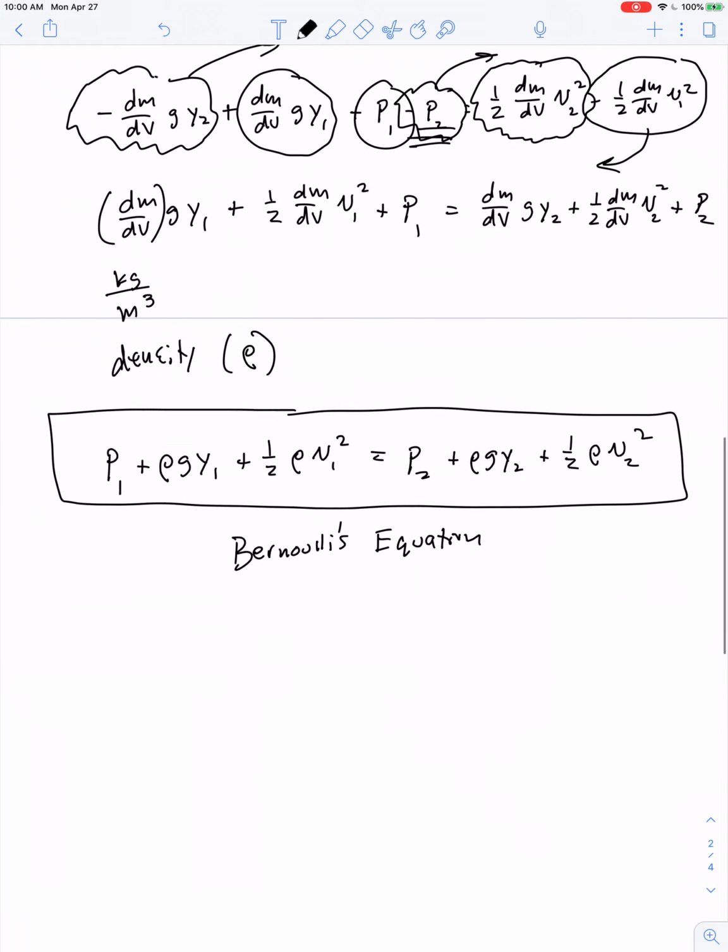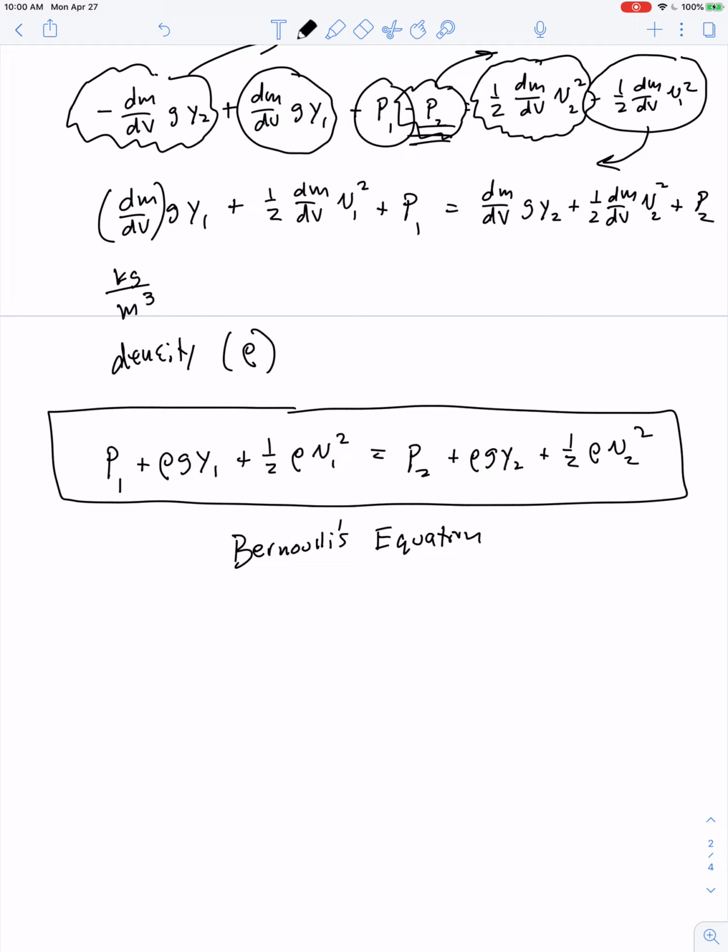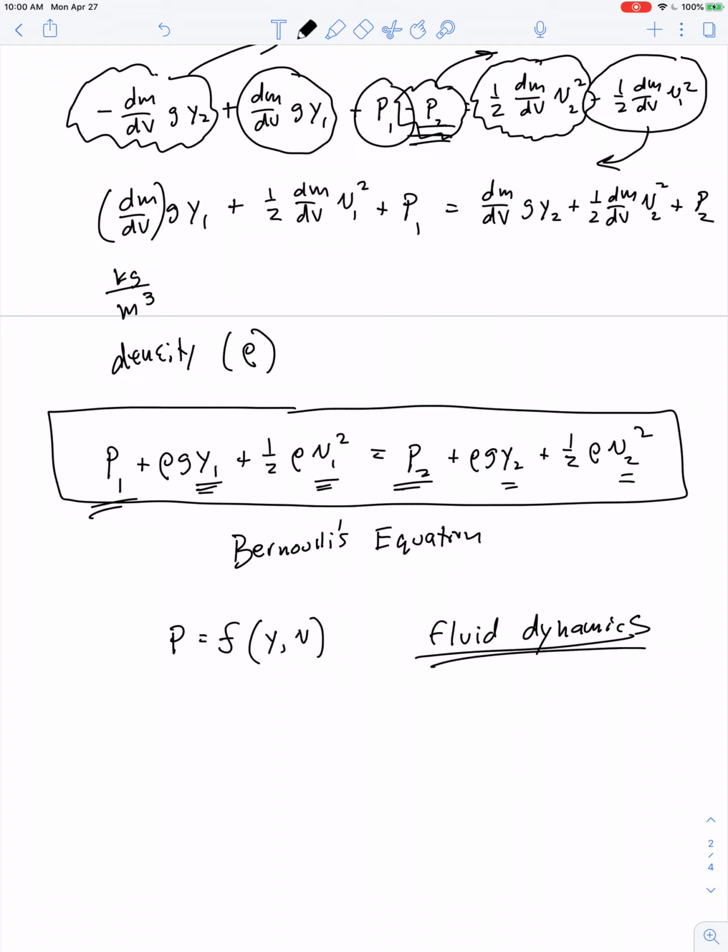And notice it gives us just what we expected, that pressure, or changes in pressure, is a function not just of height, but also of speed. So pressure doesn't just vary with depth. Pressure varies with depth and velocity for fluids in motion, or what we call the study of fluid dynamics. So in our next video lesson, we'll come up with some examples of how we can apply Bernoulli's equation.